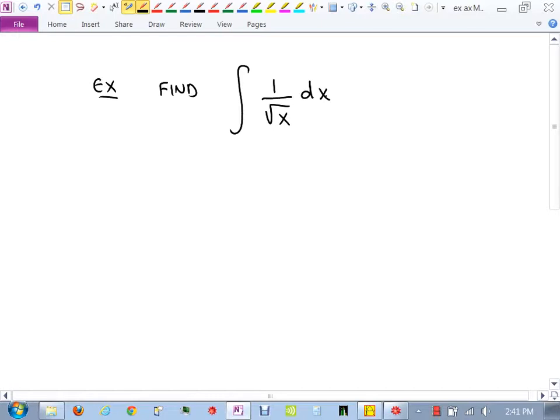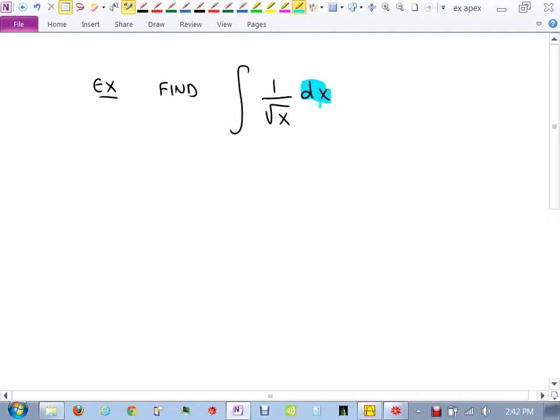Just find the antiderivative of that, right? That's all that means. This dx right here, don't get all freaked out by that. All that dx really does for you right now is just keep track of your variable. Okay, your variable in the problem is x.